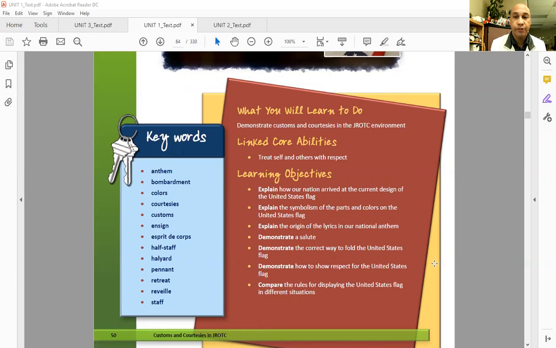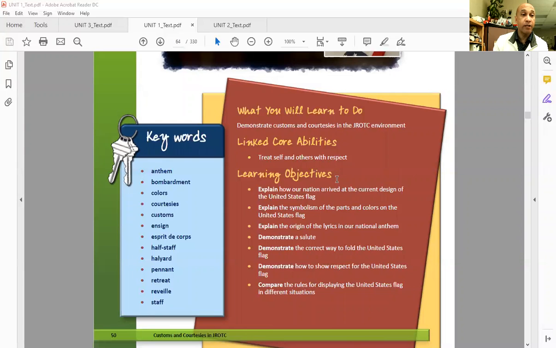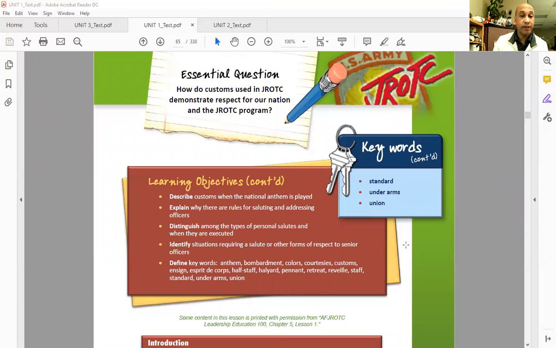I'm going to start with the first year cadets, Let 1s. Remember, if this is your first time in ROTC, first year in Army ROTC, you are a Let 1. Your reading assignment in the Unit 1 textbook starts on page 50. All right, we're talking about the flags and the national anthem.